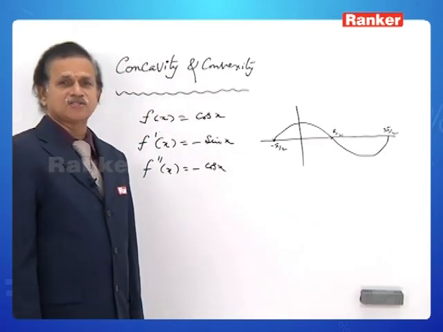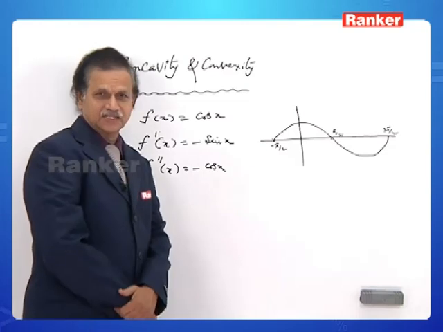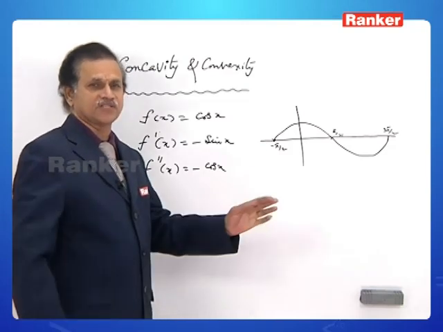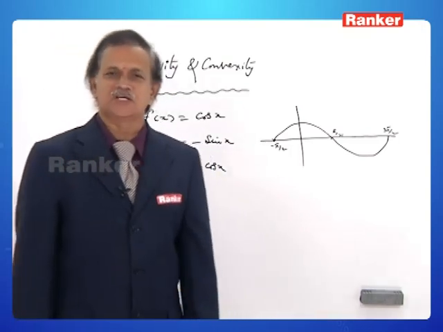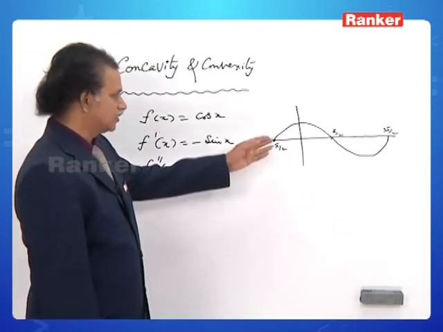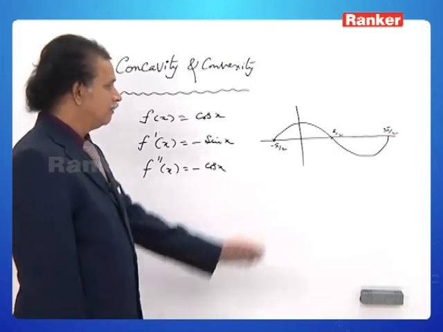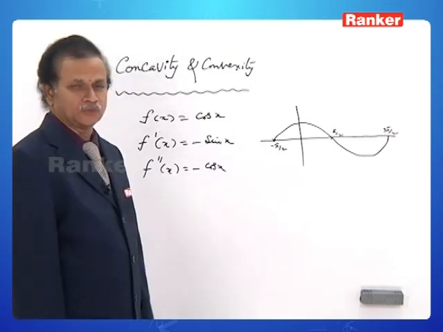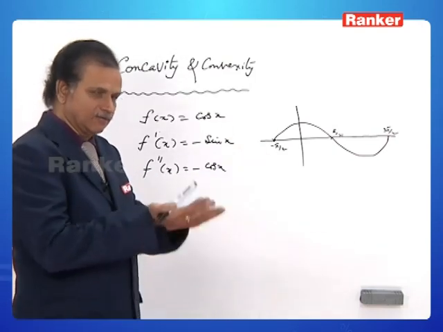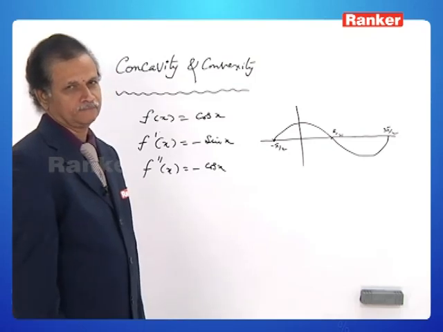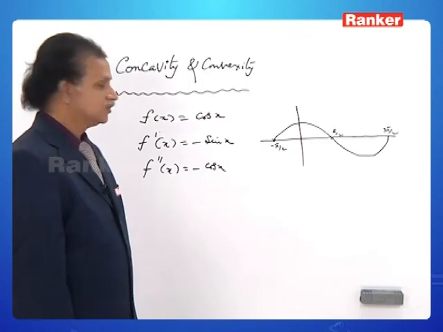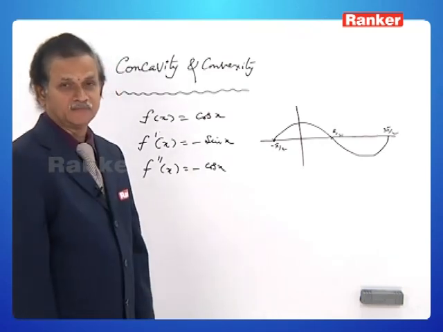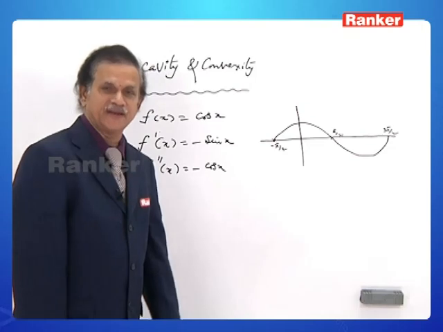Of course, without looking towards f double dash x, we can be in a position to say the nature of f of x equal to cos x about concavity and convexity. Please look at the graph. Between minus pi by 2 and pi by 2, the graph of cos x lies above the x-axis. It is positive. So cos x is positive, so minus cos x is negative. Therefore, f double dash x is negative.